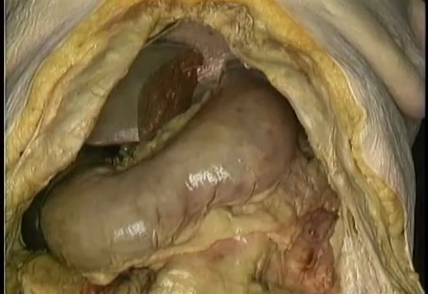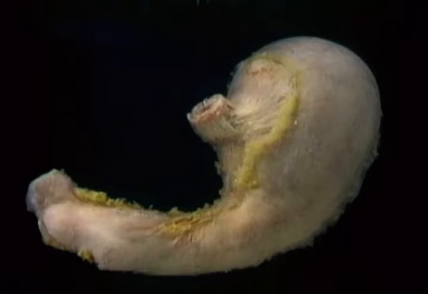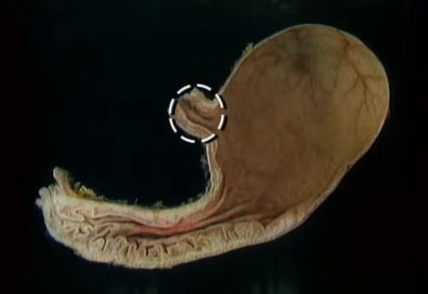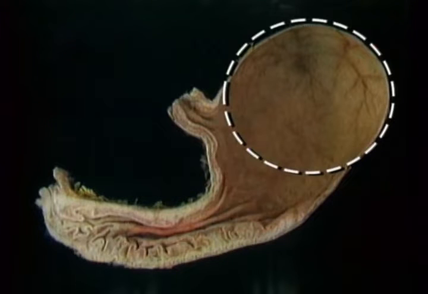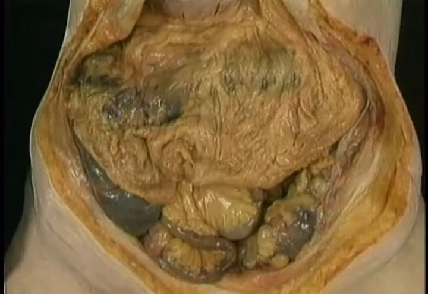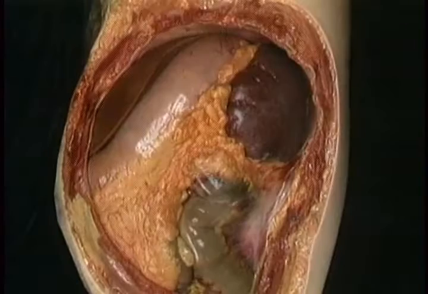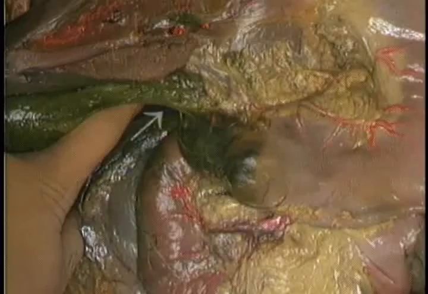Now that we've looked at the whole length of the gastrointestinal tract, let's review what we've seen. Here's the stomach with its greater curve and lesser curve. Here's the esophagogastric junction, the fundus, the pylorus, and the pyloric antrum. Here's the dependent greater omentum, the gastrocolic ligament, the gastrosplenic ligament, the lesser omentum, and the epiploic foramen.